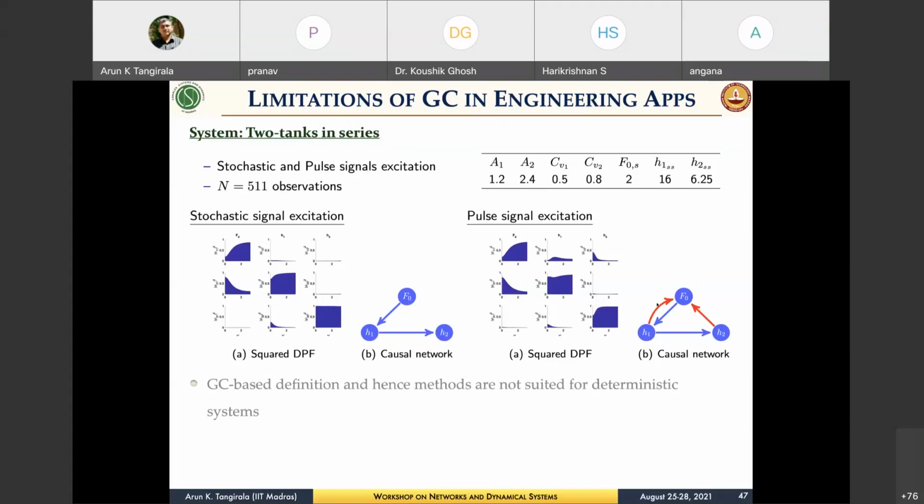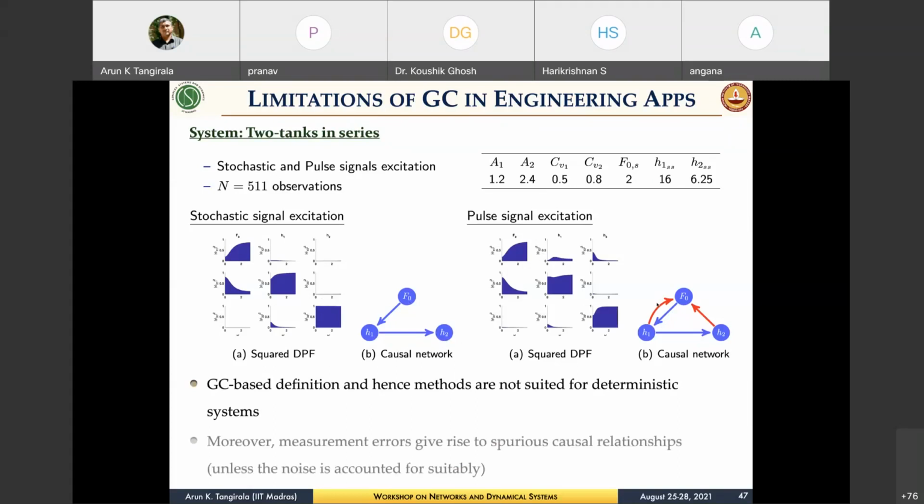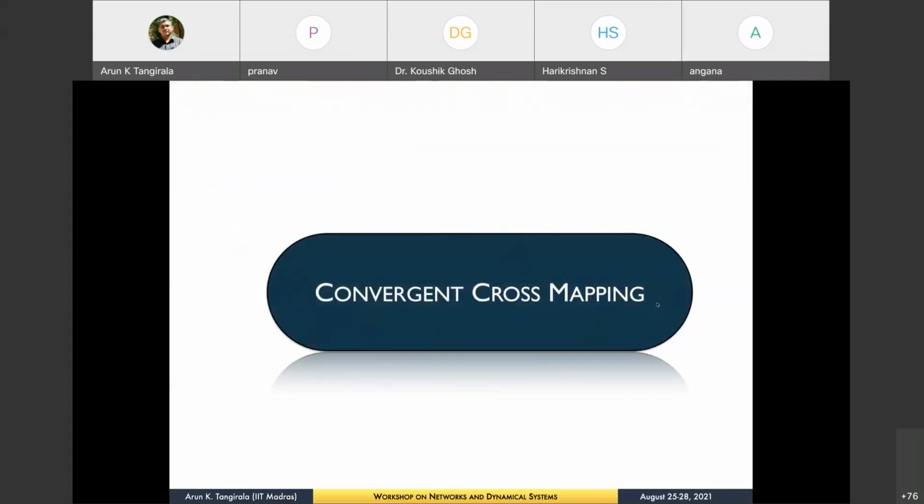And that is because of the fact that the GC-based definition, and therefore all the methods, are not suited for deterministic signal, deterministic variations in the signal. And on top of that, measurement errors can actually take Granger causality for a ride. Okay, so that concludes my overview of Granger causality.